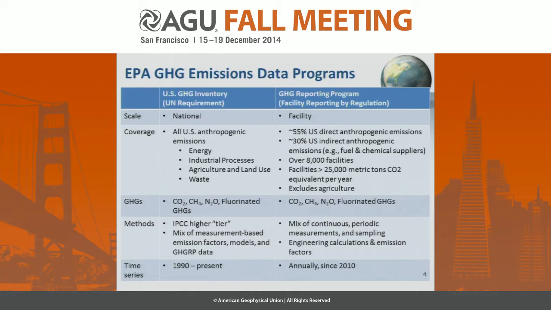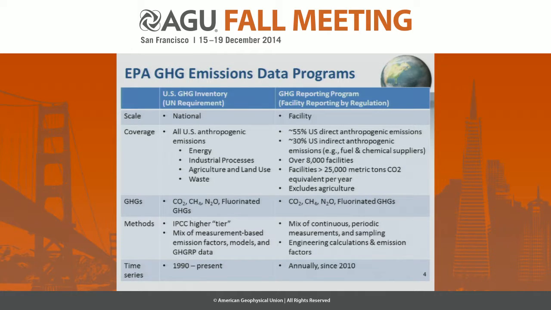Switching over to the greenhouse gas reporting program, that is a program that has been in existence for about 4 years now. It's based on a regulation that requires large facilities that emit over 25,000 metric tons of CO2 equivalent per year, to report their emissions and other related data to us. The reporting covers, we estimate, about 55% of direct U.S. anthropogenic emissions. An additional 30% of emissions are covered through reporting of indirect emissions by fuel and chemical suppliers.